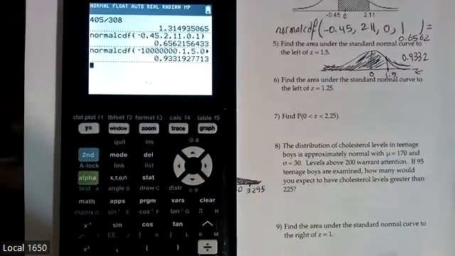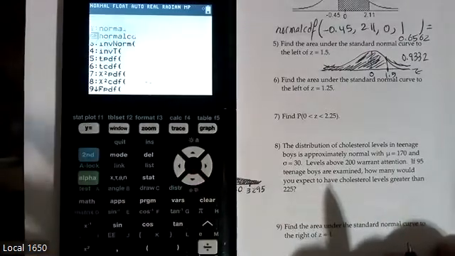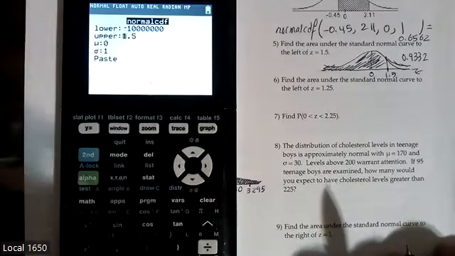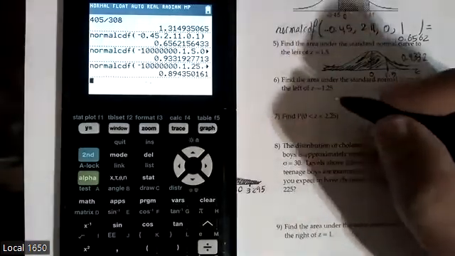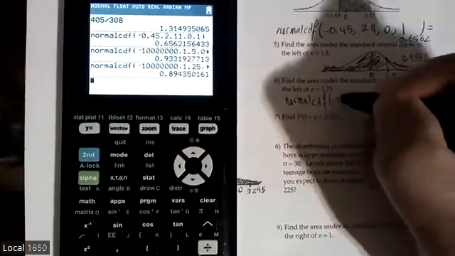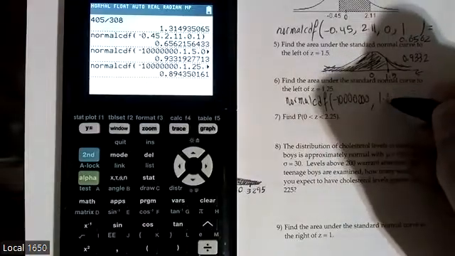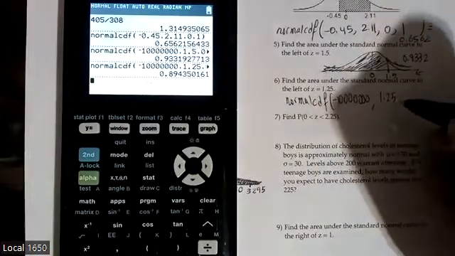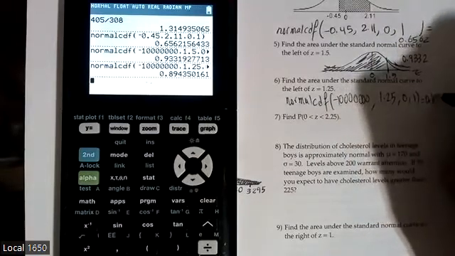Number 6, find the area under the standard curve to the left of Z equal 1.25. It's the same question, guys, but a different number. So -1 million stays, but instead of 1.5, I'm just going to use 1.25. And look how simple it is. So if you want me to write what I did here, normal CDF. Always when you do a left area, you start with -1 million. Then you put the upper number, which is 1.25, and then 0 and 1, and that will give you 0.8944.